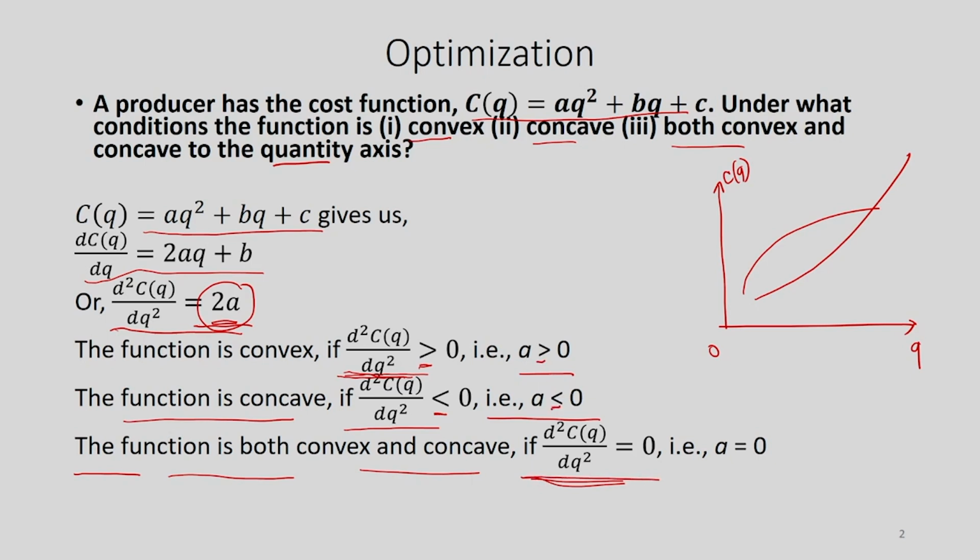So actually this should be the answer: the function is convex if a is greater than or equal to 0, the function is concave if a is less than or equal to 0, and the function is both convex and concave if a is equal to 0. We are not talking about strict convexity or concavity, but convexity and concavity in a weak sense, and therefore we are getting these results.